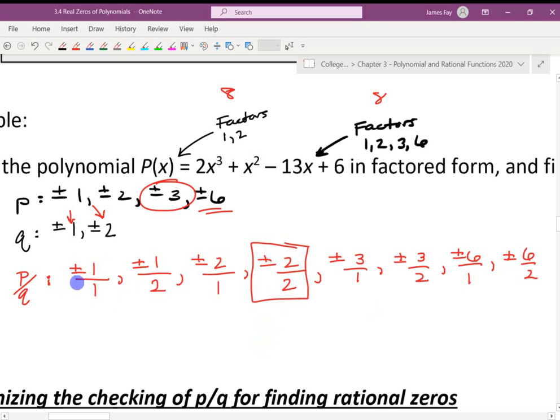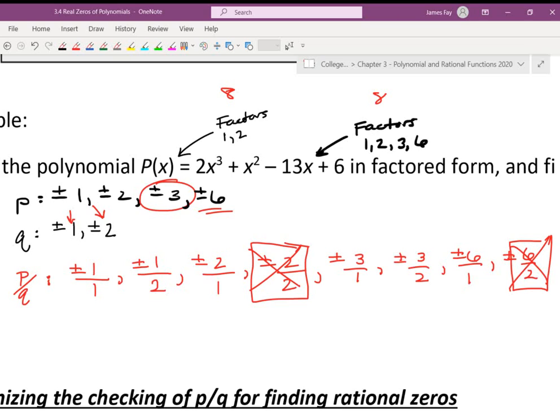2 over 2 is already this one here, right? So you can cancel those out. Here's another one, 6 over 2. That's 3. You can cancel those out. So you don't strictly have 2 times your fundamental counting principle, but it's pretty close usually. Okay? Is that all right, everybody?